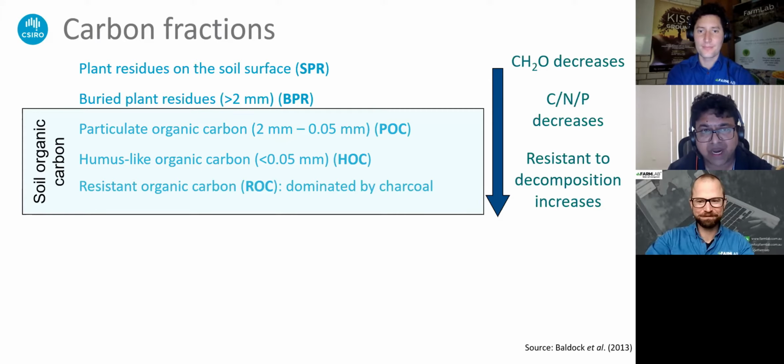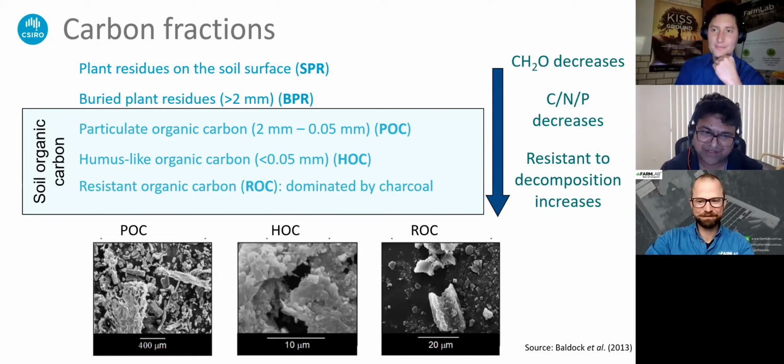Actually, carbon pools are more conceptual in nature when you talk about models, but fractions are more measurable, so it's important to distinguish those terms. There are 3 main fractions that can be measured in terms of soil carbon: particulate organic carbon, humus-like carbon, and resistant organic carbon. In the Australian context, the resistant fraction is mostly dominated by charcoal because of the natural fire conditions. So knowing this composition of carbon is important for some types of modeling. We can discuss it in more detail later.